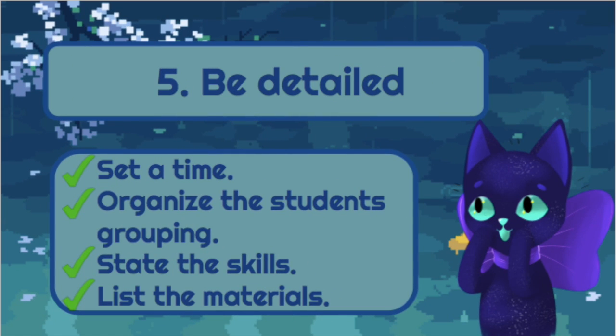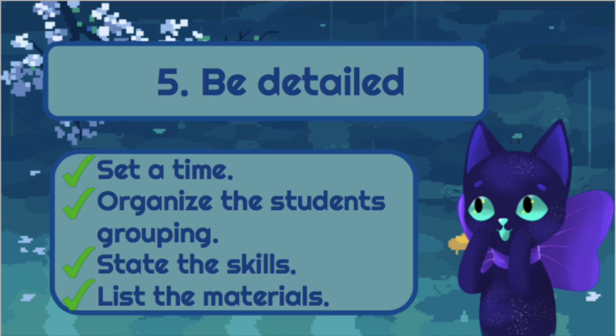Be detailed. Besides describing the activities for each stage, it is important to also add these things. 1. Set a time for each stage and make sure it fits with the time of the whole class, which is 40 to 50 minutes. Also, it is important to organize the students' grouping, whether the interaction is teacher, students, individual, or in teams.